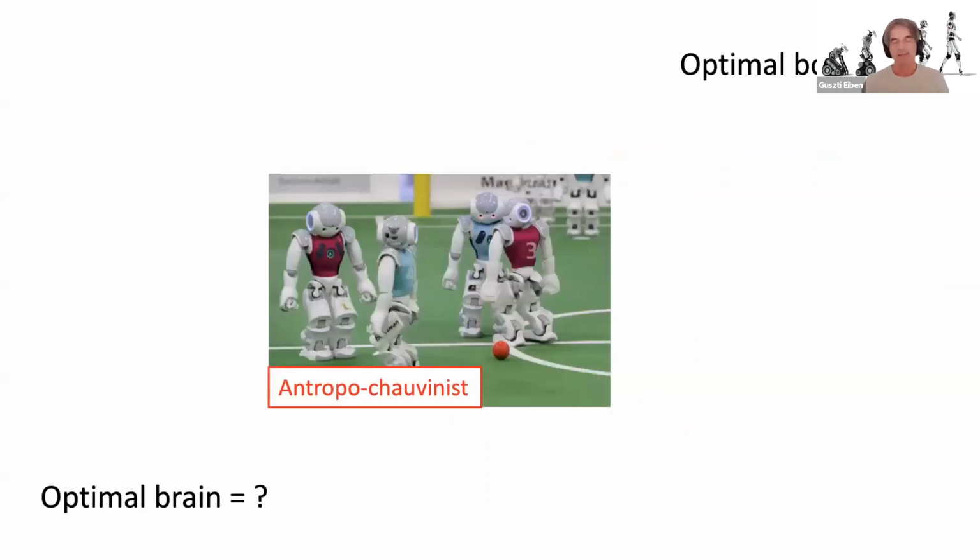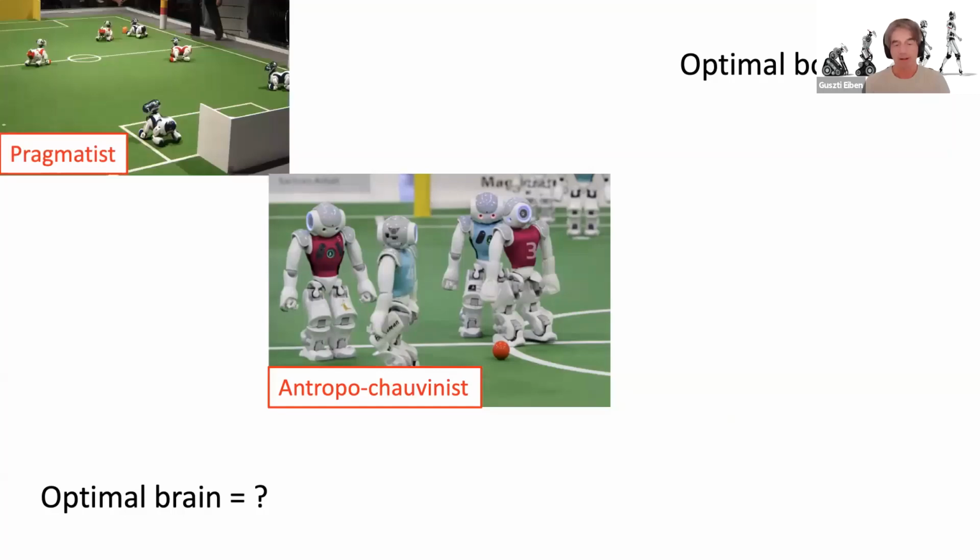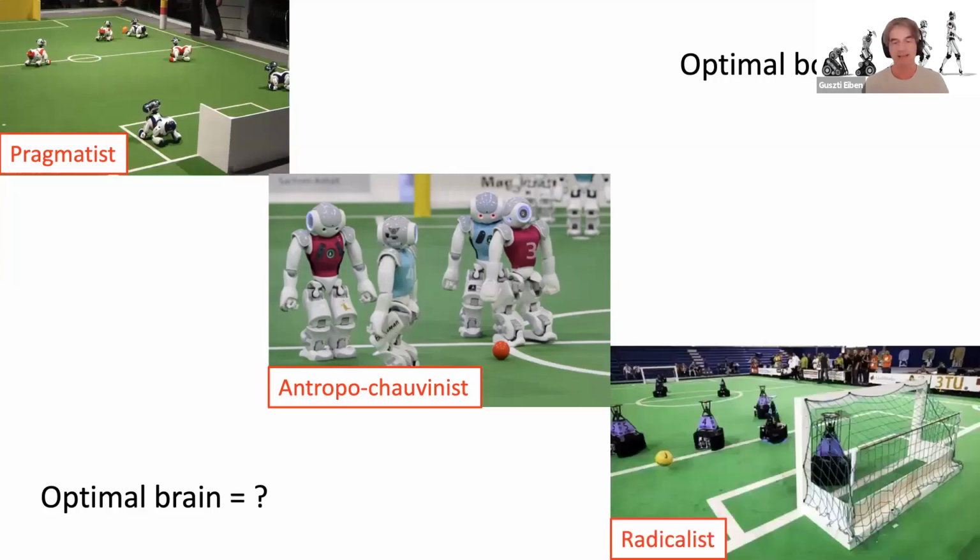Example, if you want to build a system that can play football, then you have to design optimal bodies for doing that and optimal brains that drive those bodies. And you can have a lot of options. You could be an anthropochauvinist, building robots that look like Messi. You could be a pragmatist, saying, you can play football with 4 feet better than with 2 feet. Or you could be a radicalist, saying, you don't even need feet for football. You can drive on wheels and still win the game. So, but this shows how hard the problem is, because the design space is huge.